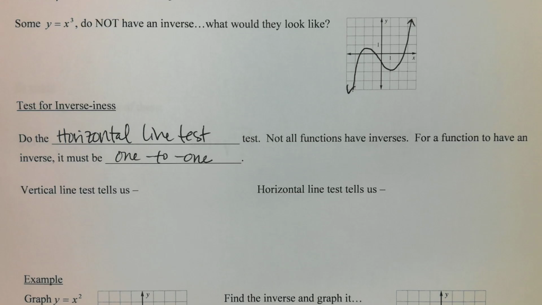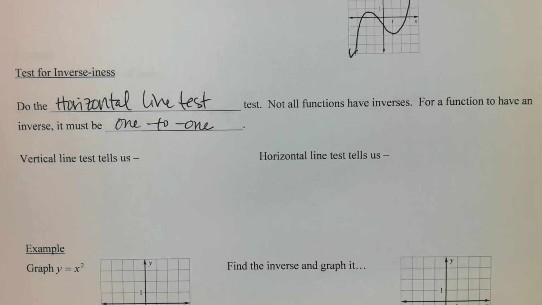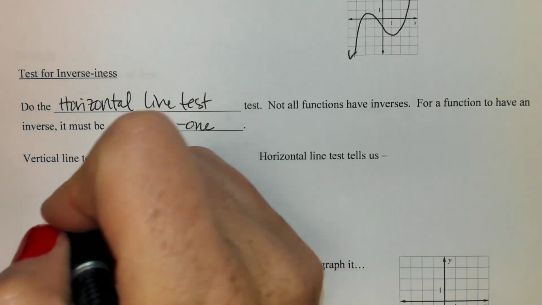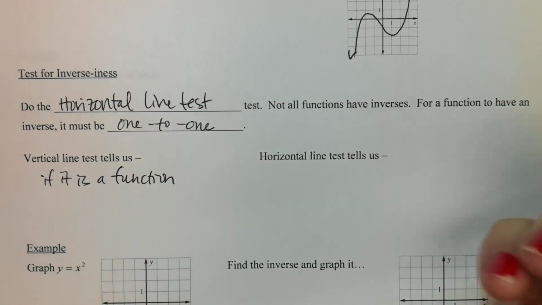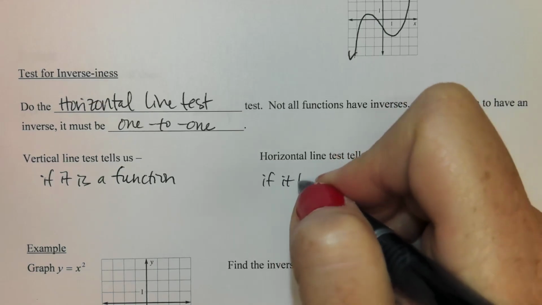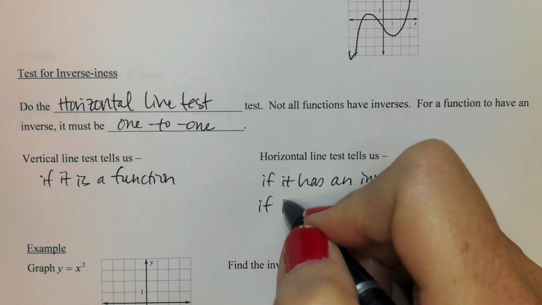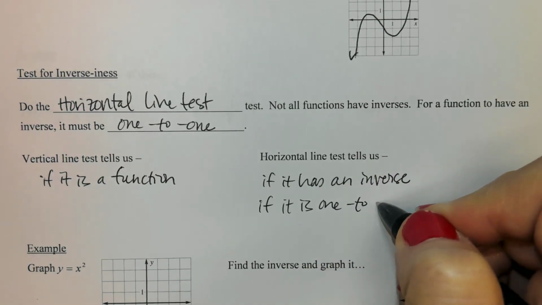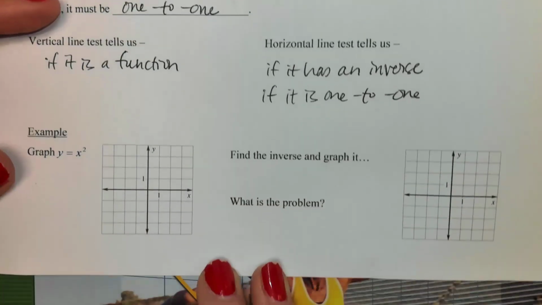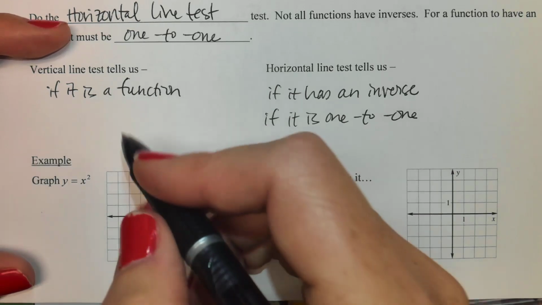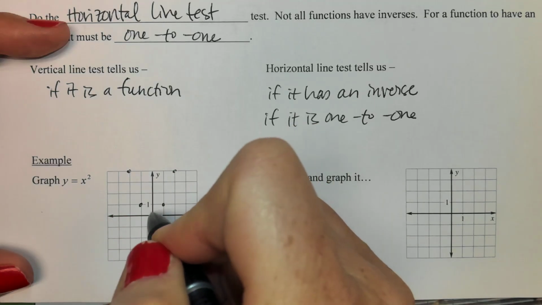So something that you've graphed a lot, that we're going to graph in a minute, parabolas, I'm going to show you how those, even though they're super familiar to you, do not have an inverse. So the vertical line test tells us if it is a function. The horizontal line test tells us if it has an inverse, which is the same as saying if it is one-to-one. They are synonymous. Having an inverse and being one-to-one are the same. So let's graph that parabola. That's a function you have seen a lot over the years. So 0, 0, 1, 1 has its mirror image, and then 2, 4 and its mirror image, and it looks like that.